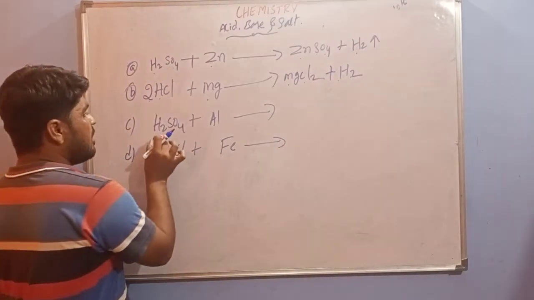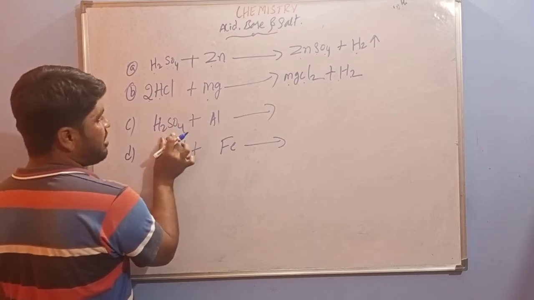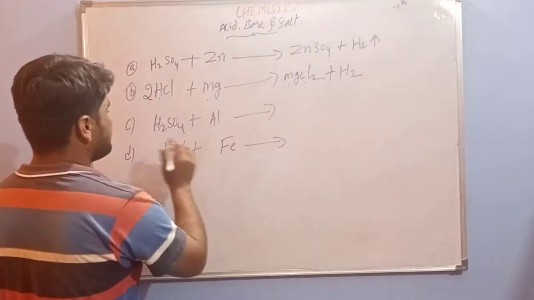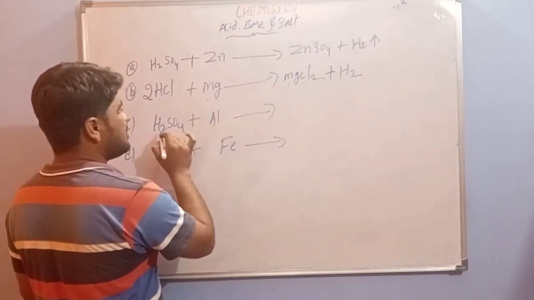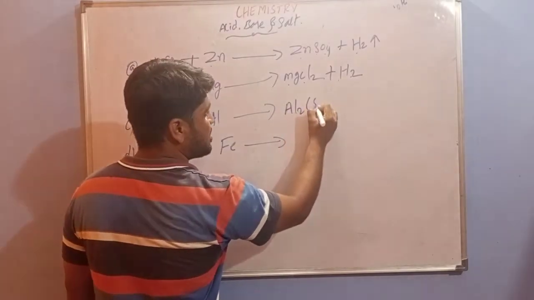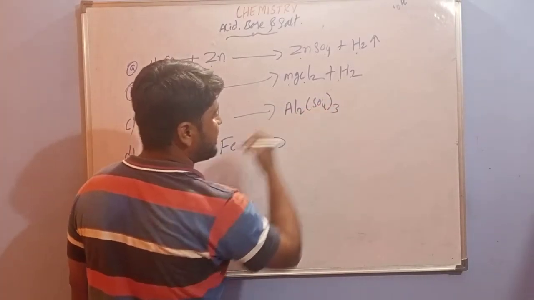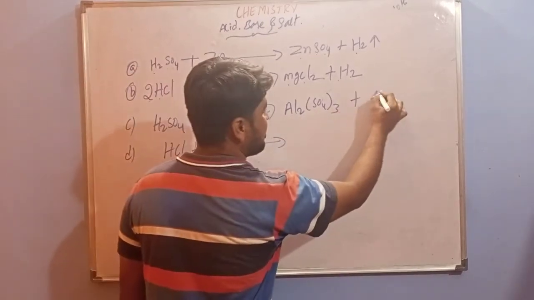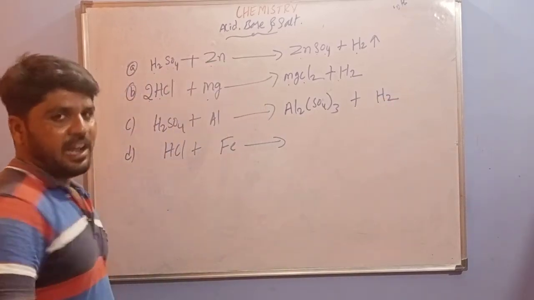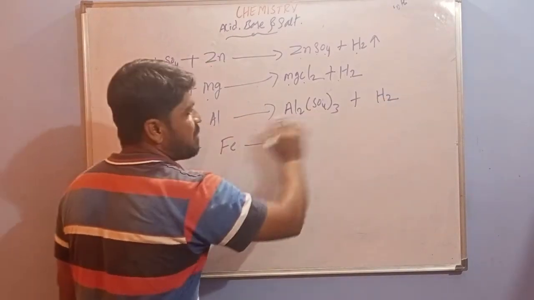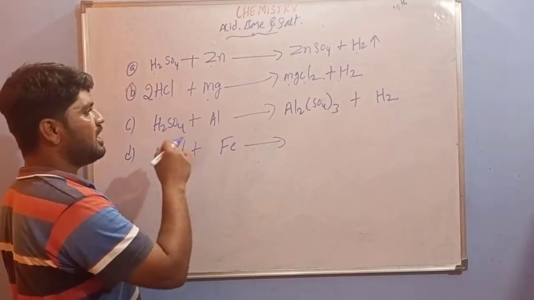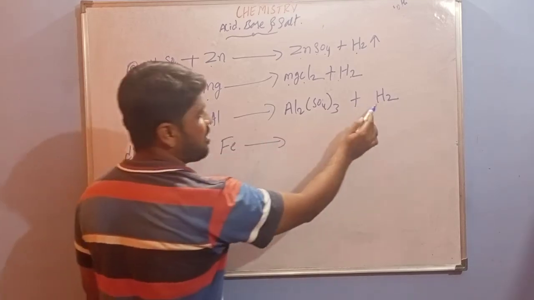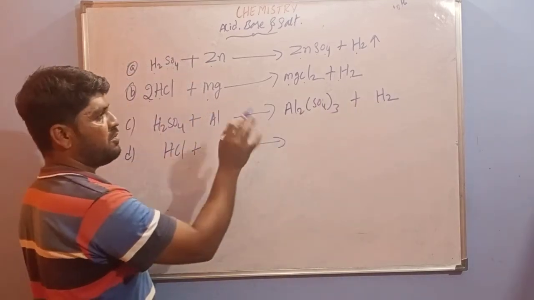So the next is H2SO4, that means sulfuric acid, reacts with Al. It will produce aluminium sulfate, Al2(SO4)3, taken 3 times, and the remaining is hydrogen. So it is not balanced. That's why you have to balance the equation. Hydrogen 2 on the reactant side, on the product side also hydrogen 2. So there is no problem with the hydrogen.